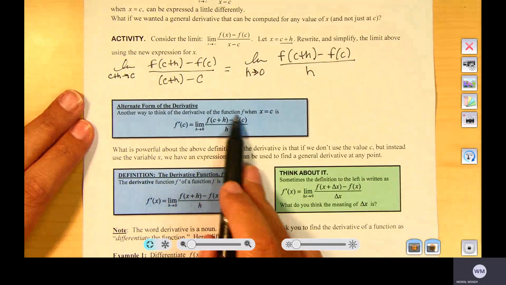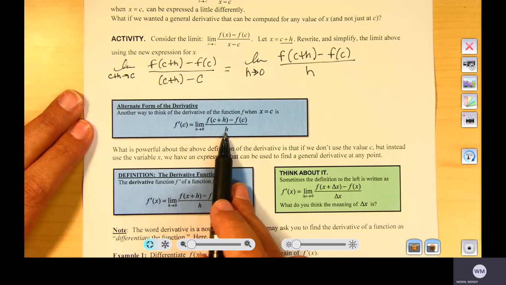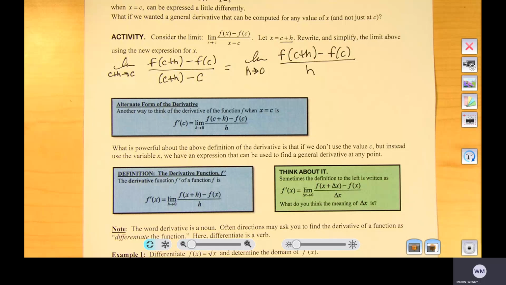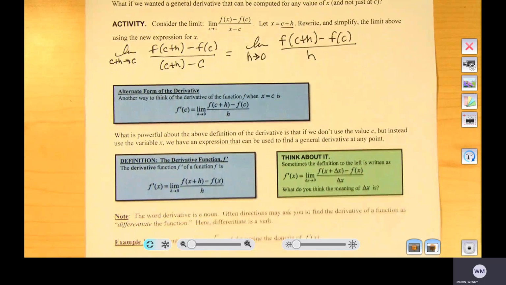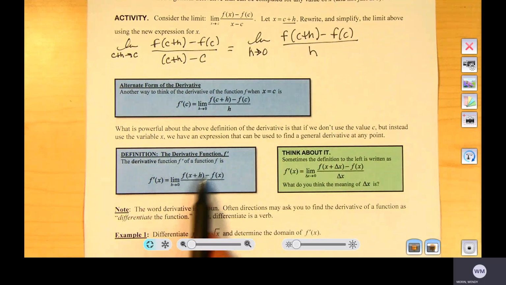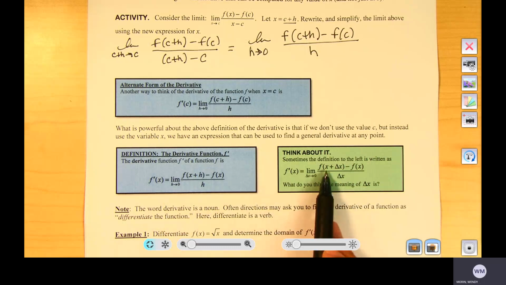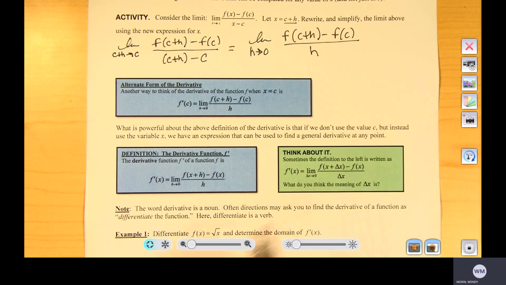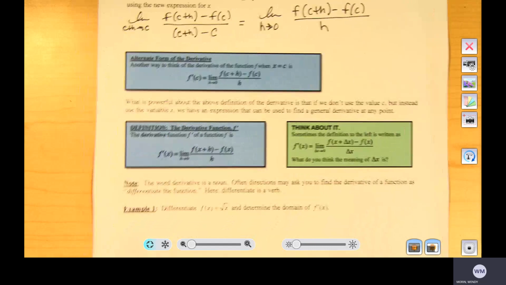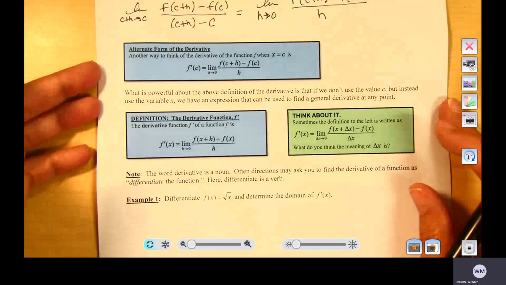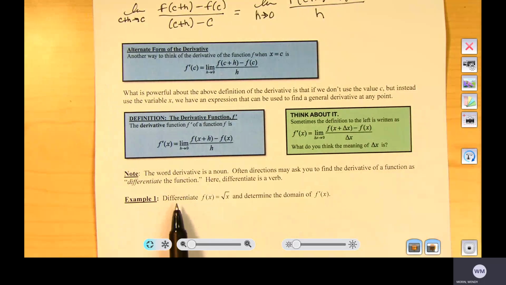You need to recognize that as h approaches 0, you're dividing by h here. This as well means first derivative. Delta x approaches 0. So instead of using an h, they may use a delta x. So there are 3 different forms we've covered so far. Let's take a look at this example here.